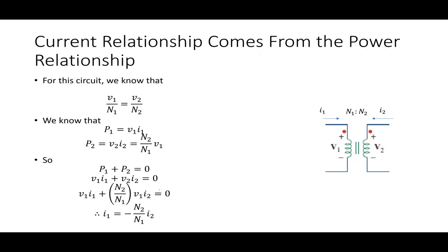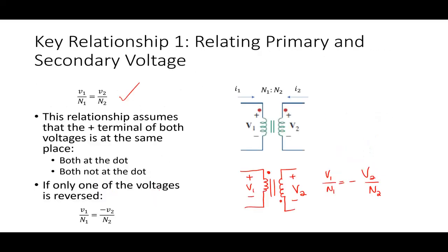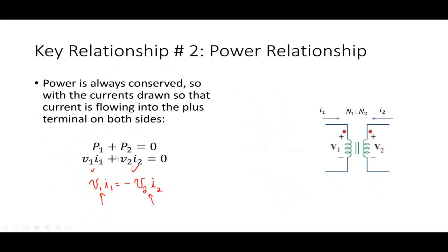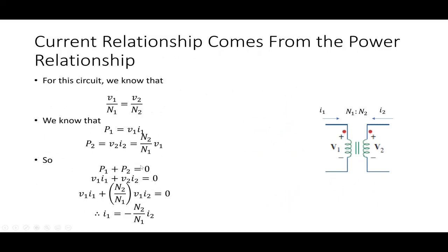Now, from that result, we can basically derive the current relationship. So my thinking is that there's no need to really memorize much in terms of formulas. I can look at the voltage formula, which is relatively easy to remember, V1 over N1 equals V2 over N2, and determine whether or not it needs a minus sign on the basis of the dots, okay? I can then write my power relationship and use my power relationship to get the current relationship. So for this case, we knew that the voltage relationship was positive.